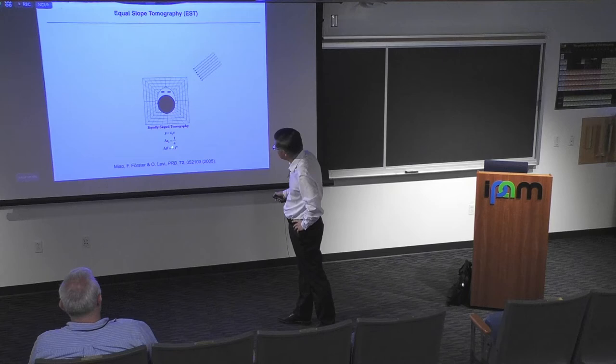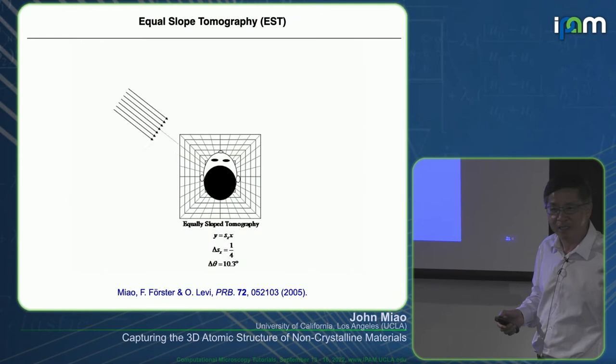So we developed equal slope tomography. What I mean is, instead of the angle being incremented, the slope is incremented. And there's actually a more elegant mathematical way to directly invert, OK? So what is a pseudo-polar?